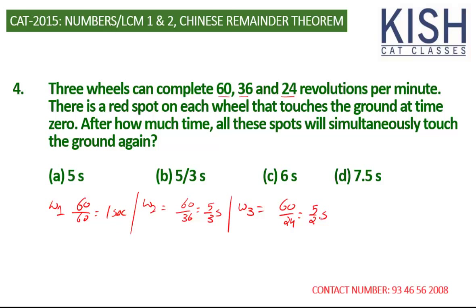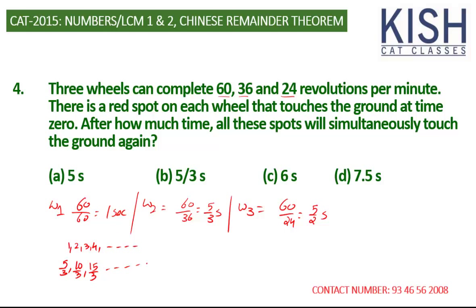Now when will they touch together? That's very simple. We just need to take the LCM. Wheel 1 touches at every second: first, second, third, fourth, and so on. For wheel number 2, we can say 5 by 3. The next one is going to be 10 by 3, then 15 by 3, and so on.